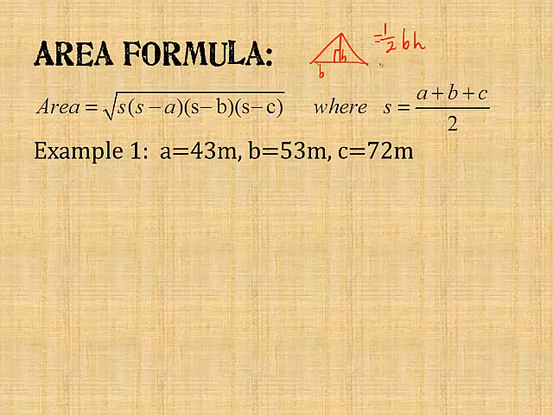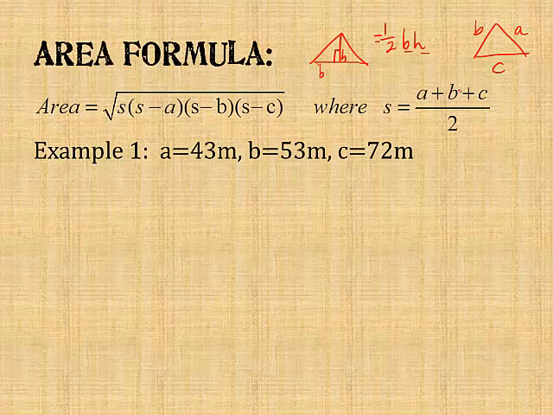Well, that's fine and dandy if you know the base and the height, but what happens if you don't know that? This area formula, we use it when all you know are the 3 side lengths, A, B, and C, and none of them are right. It's not a right triangle, so you don't know base and height, but you just know the 3 side lengths. And so here's what the formula says.